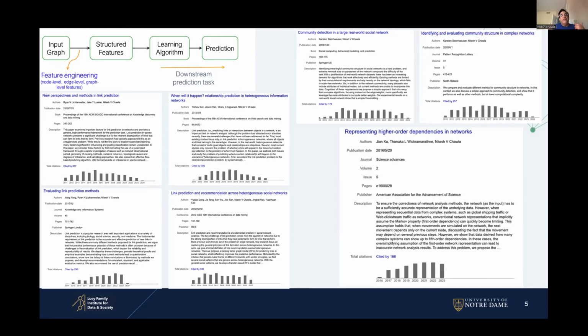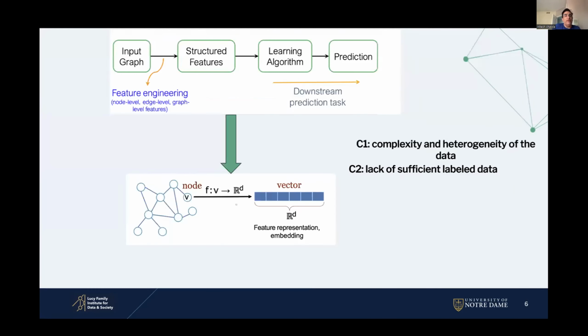So how do we represent these higher order dependencies in networks or graphs, which truly capture the behavior of a complex system? That was the work that we also did on higher order dependencies in networks. All of these works have been extremely well accepted in the community.